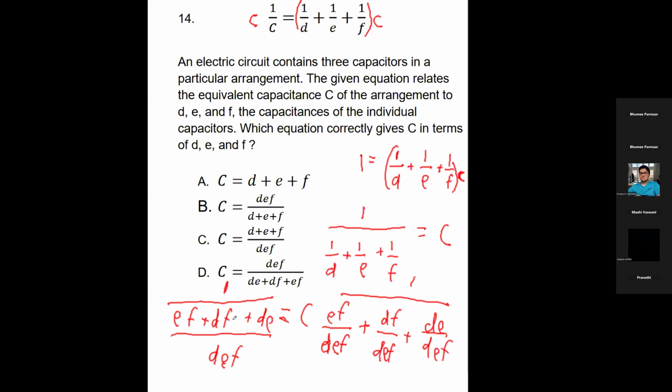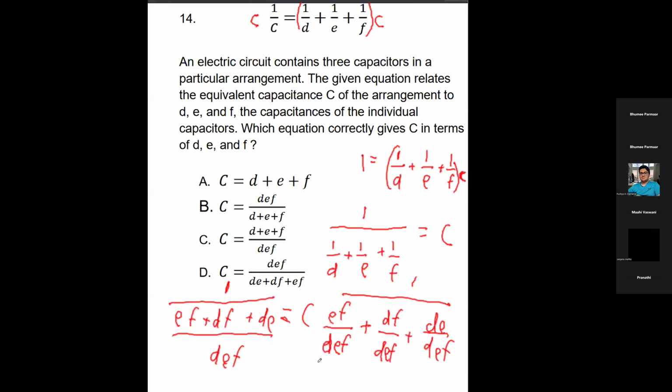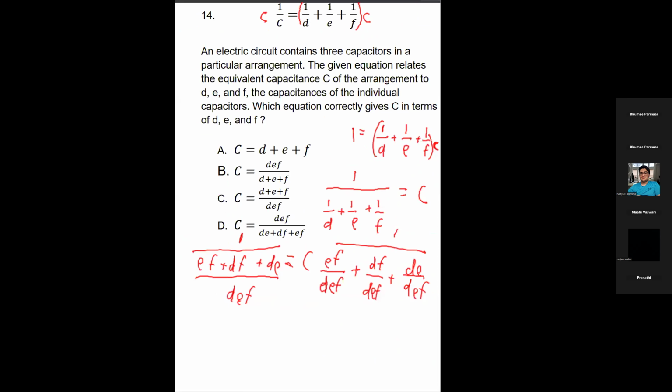And then for 1 over, we'll just have to multiply by the reciprocal. So let me scroll down. So we just have to basically reverse these equations. So that would be DEF over EF plus DF plus DE equals C. So our answer choice D is the correct answer. Any questions?